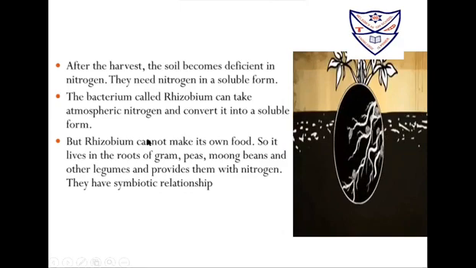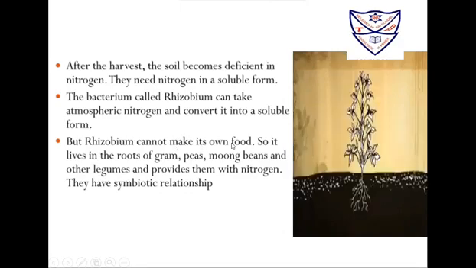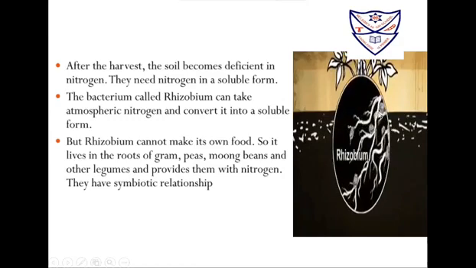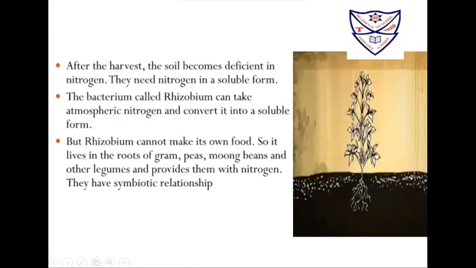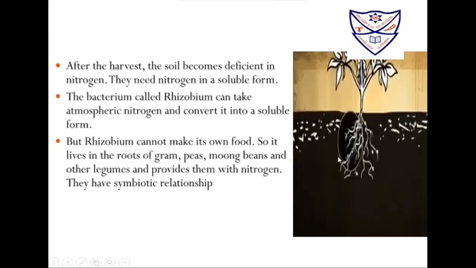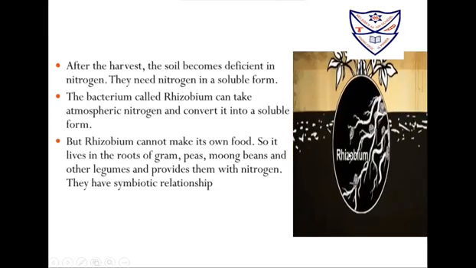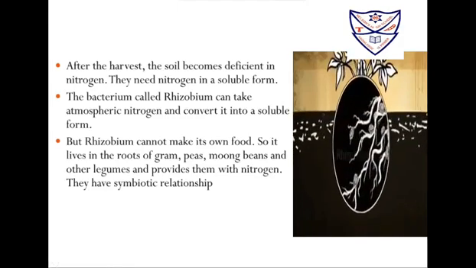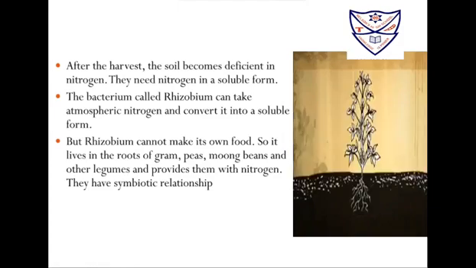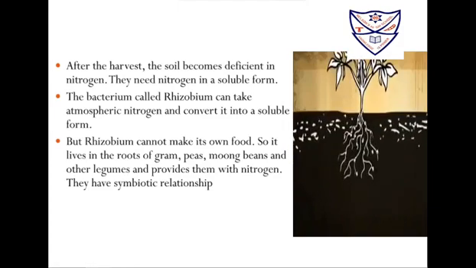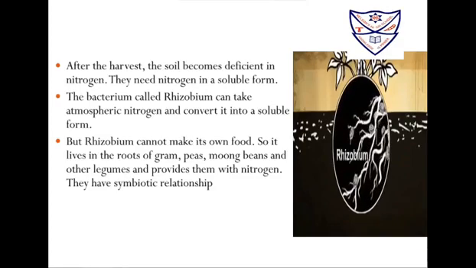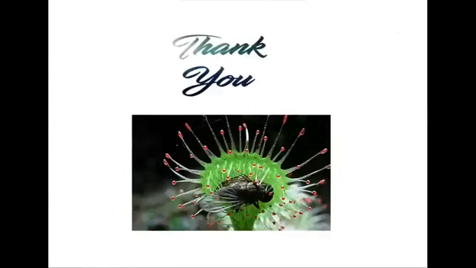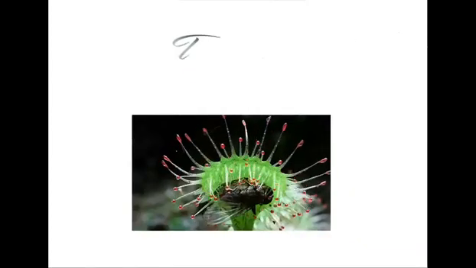This Rhizobium is not able to make its own food, but it is helping the plants by living in its roots. It is found generally in the roots of leguminous plants. So this is also an example of a symbiotic relationship, because the Rhizobium is converting the nitrogen into soluble form, and it is helping the plant to get the nitrogen, and the Rhizobium in turn is getting its food from this plant. I hope you all understood the various modes of nutrition in plants.